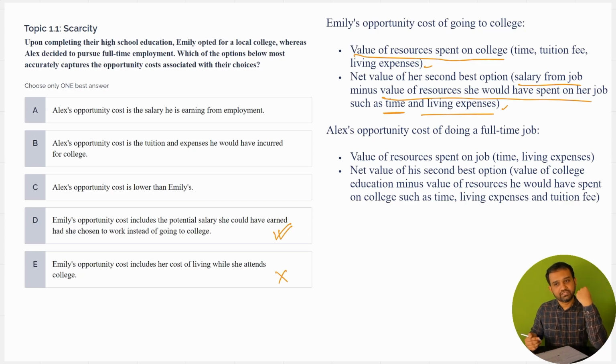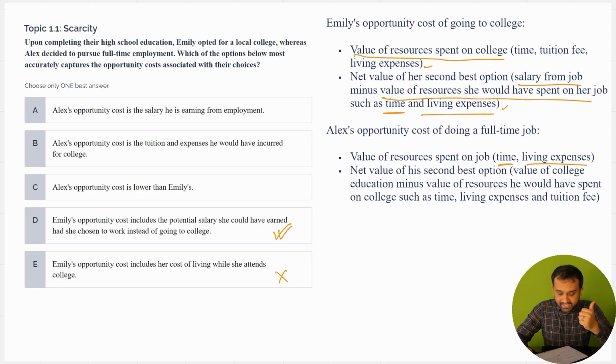First of all, what resources were spent to do the job? So it would be the value of resources. So the time he's spending could have been spent in some other way, and also the living expenses he has to incur while he's doing the job. These are the resources he has to spend in order to do the job.